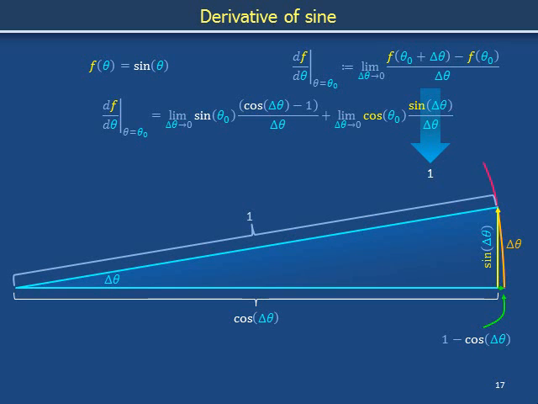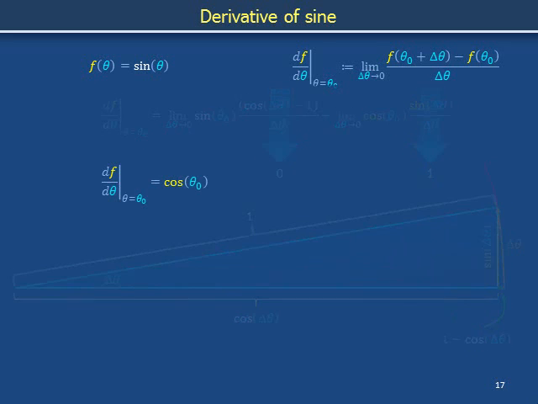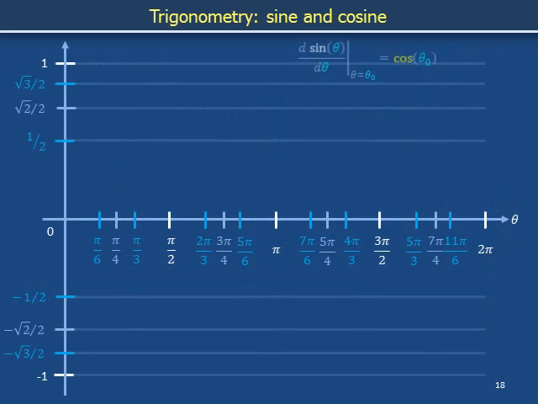As delta theta becomes arbitrarily small, as the big turquoise triangle becomes arbitrarily slender, the length 1 minus cosine delta theta in green becomes arbitrarily small relative to the arc length delta theta in orange. The ratio of cosine delta theta minus 1 over delta theta goes to 0. Thus, df d theta at theta equals theta naught equals cosine of theta naught. The derivative of sine is cosine.